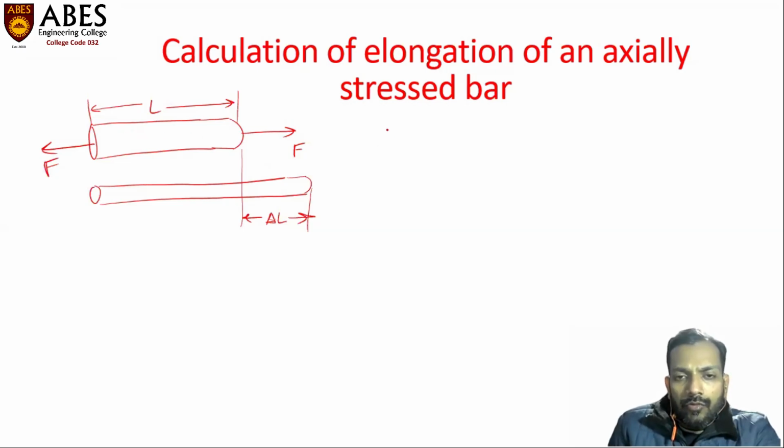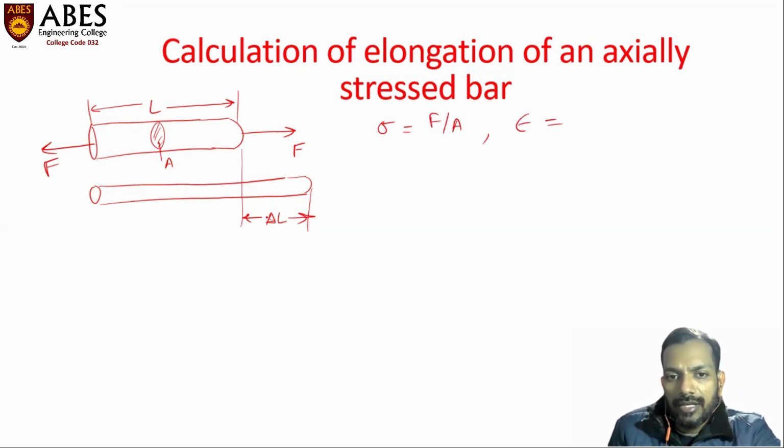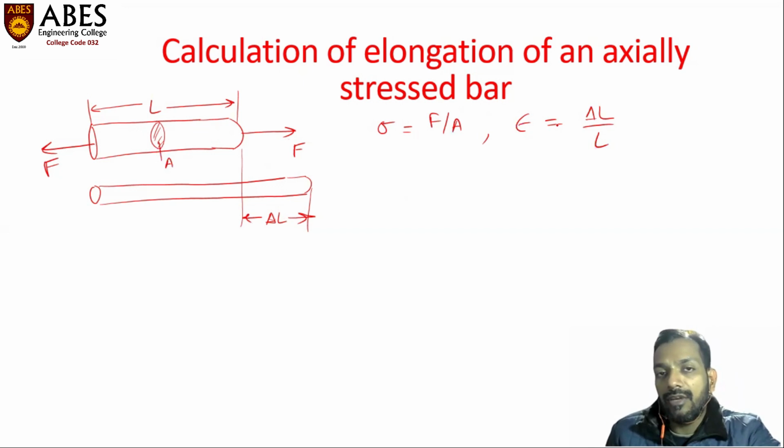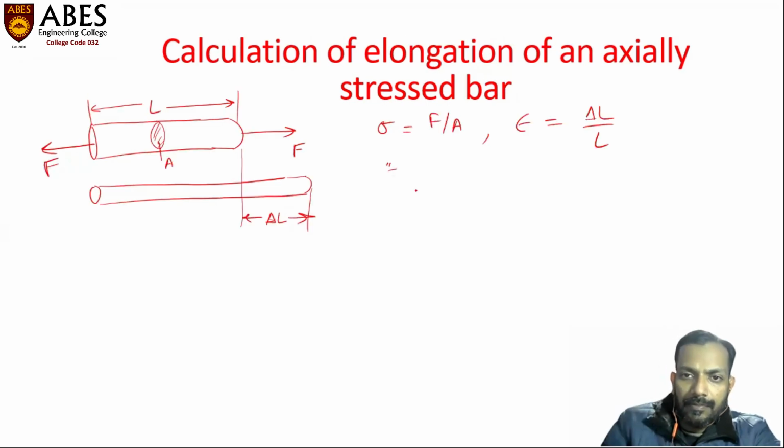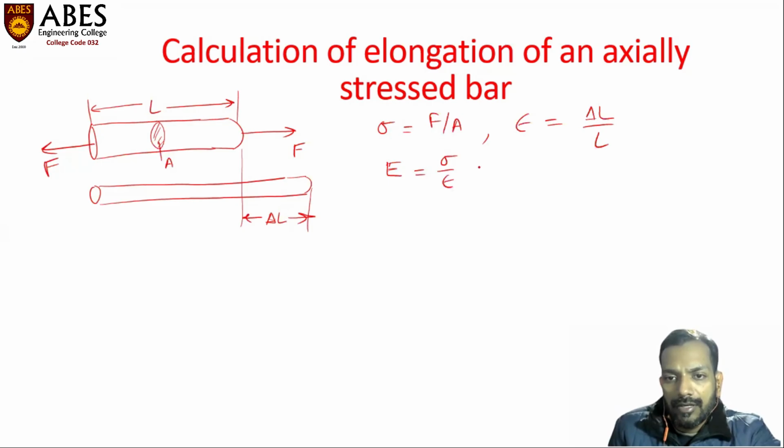So what is the value of stress? Stress can be written as force upon cross-sectional area. Suppose the initial cross-section area is A. So F upon A is the stress, and strain epsilon can be written as change in length upon original length. If we divide these two values, we will find the value of Young's modulus. So Young's modulus, capital E, is equal to stress upon strain.